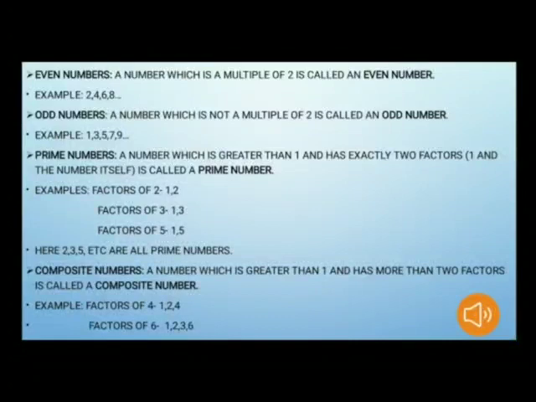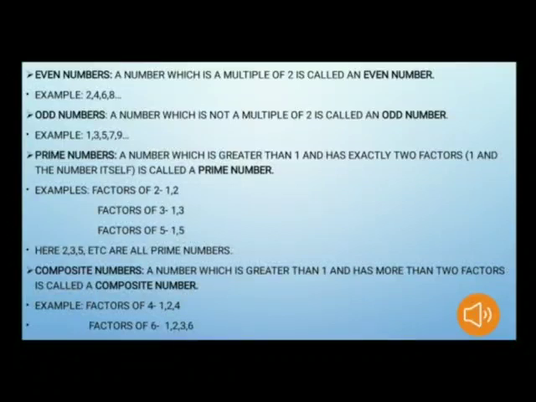Now let's see prime numbers. A number which is greater than 1 and has exactly two factors, 1 and the number itself, is called a prime number. As you can see in the example, factors of 2 are 1 and 2. Factors of 3, 1 and 3. Factors of 5, 1 and 5. Here 2, 3, 5, etc. are all prime numbers. You need to remember one thing, that 2 is the smallest prime number.